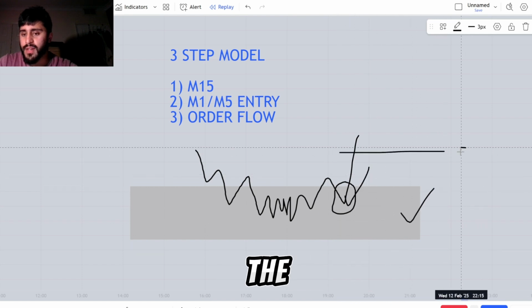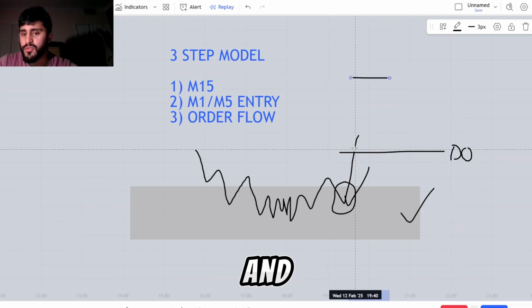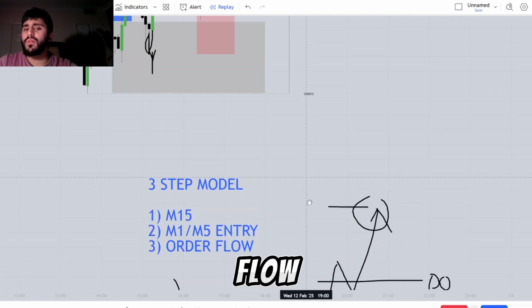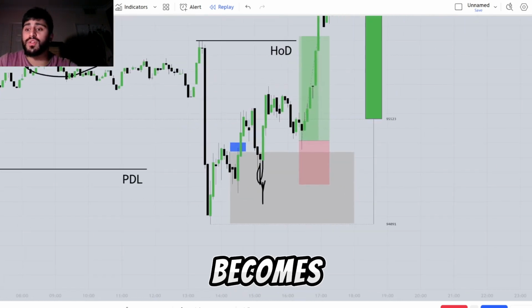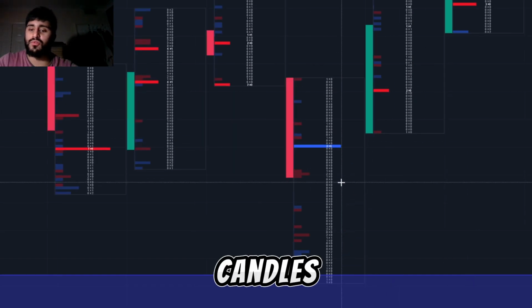Ideally, you want to be below the daily opening price. So just write DO for short. This is the daily opening price, and you're just looking to buy and target this high of the day over here. Once you have your order flow and your basic liquidity, trading becomes really simple. And it all comes from understanding the power of what's going on inside of the candles. Who is aggressive and who is being rewarded?